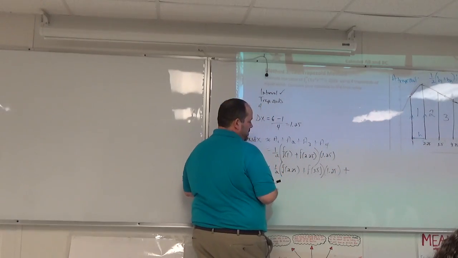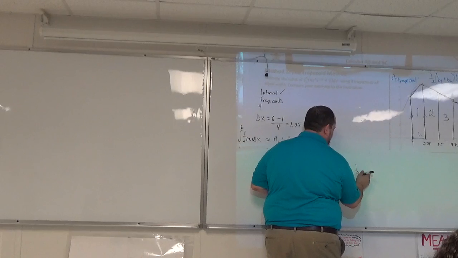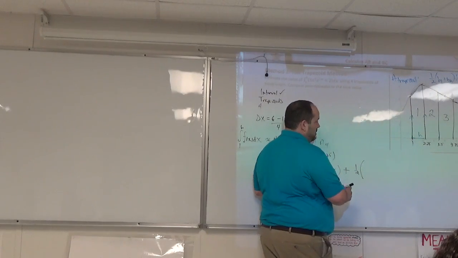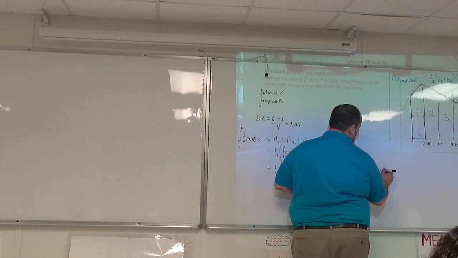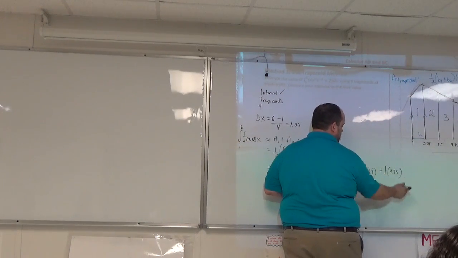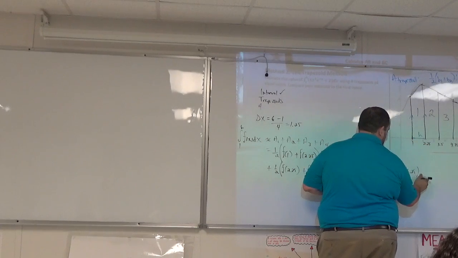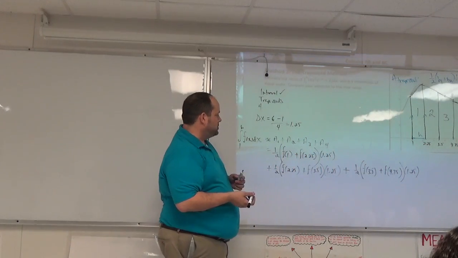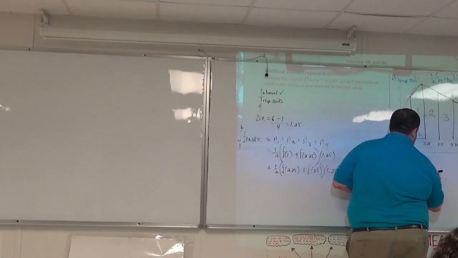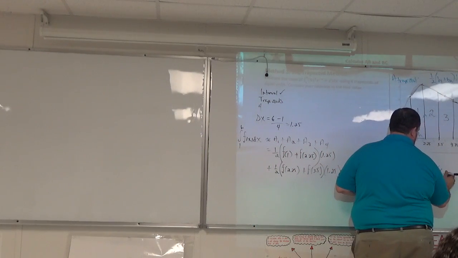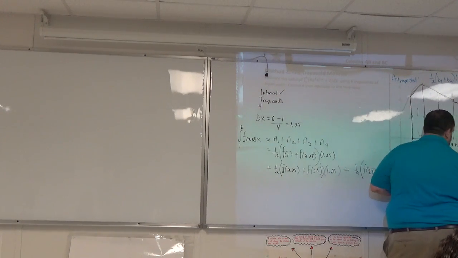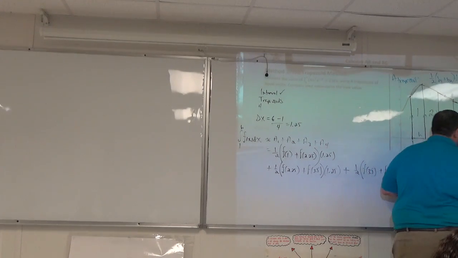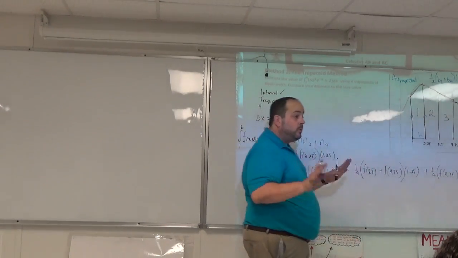It'll be plus 1/2 f(3.5) plus f(4.75), times 1.25. And Ile, how about that last trapezoid? 1/2 times f(4.75) plus f(6), times 1.25. That has got to be at least a 2-point setup.